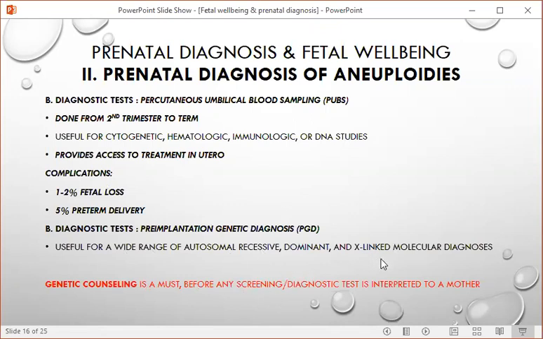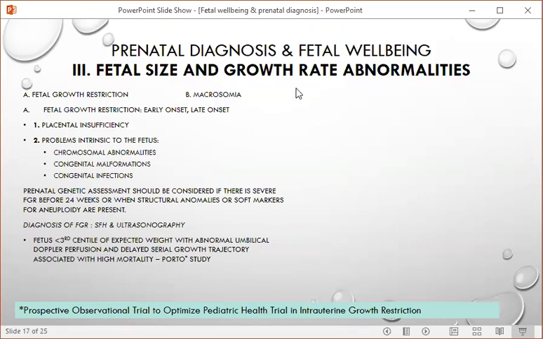For all these tests, genetic counseling for all patients is a must, and it should be done before screening or diagnostic tests. Before you plan, genetic counseling is a must for the mother. Coming to the third aspect, fetal size and growth rate abnormalities, there are two types: one is growth restriction, the second is macrosomia.